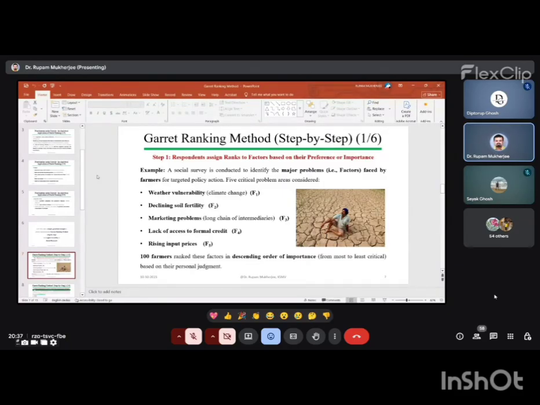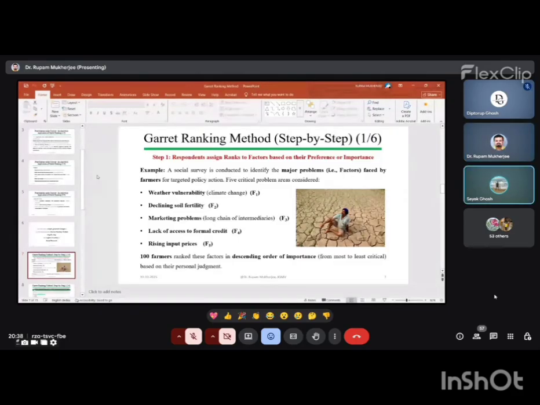So before going further, can you tell me, just think, which one is going to be the most important one according to you? If you are the farmer, how do you perceive it? According to you, which factor may be the most important factor after taking responses from all farmers? Anyone?